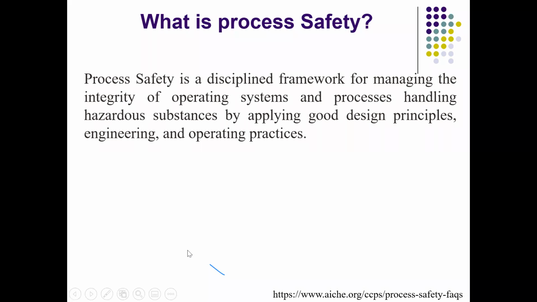So the process safety, first of all, we should know what the process safety is. It is a discipline that manages the integrity of the operating systems and processes handling different hazardous substances. That is very important. The substance should be hazardous. So how do they do it? They do it by good design principles that come from engineering and some good operating practices.